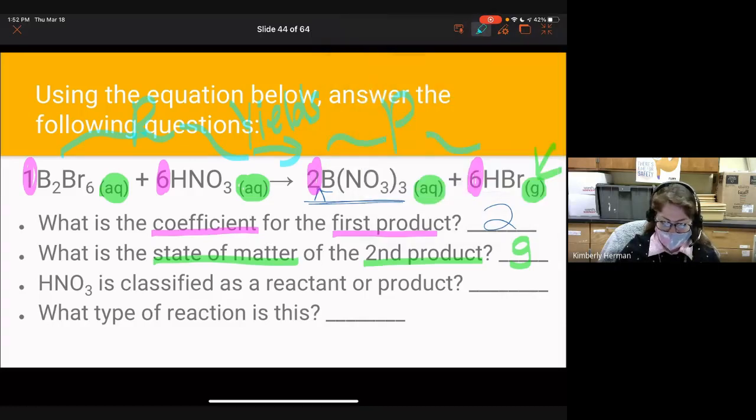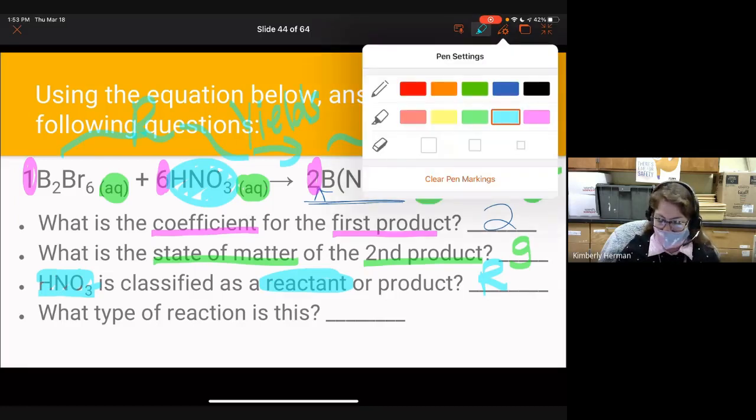Okay, our next one says HNO3 is classified as a reactant or a product. So we're going to find HNO3 on the left side. So it's going to be classified as, yes, a reactant. Now it's in its second position, but still on the left side of the arrow. And that makes the difference between a reactant and product.